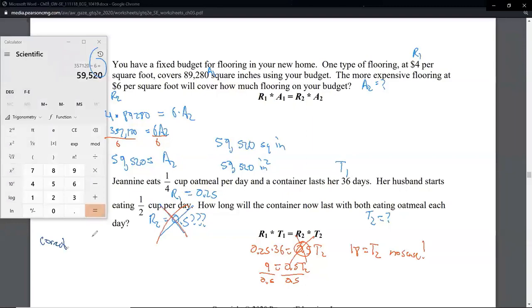So correct, R2 is actually 0.75 per day. And that's what 1/4 plus 1/2 is. That's 0.25 plus the 0.5. This is the actual consumption together because they're both eating. It's not just the husband eating 1/2 cup, it's him eating 1/2 plus the wife eating 1/4. So the correct problem is 0.25 times 36 equals 0.75 times T2, which you still get 9 on the left, but now you'll be dividing by 0.75. Again, not going to change the color. 9 divided by 0.75.